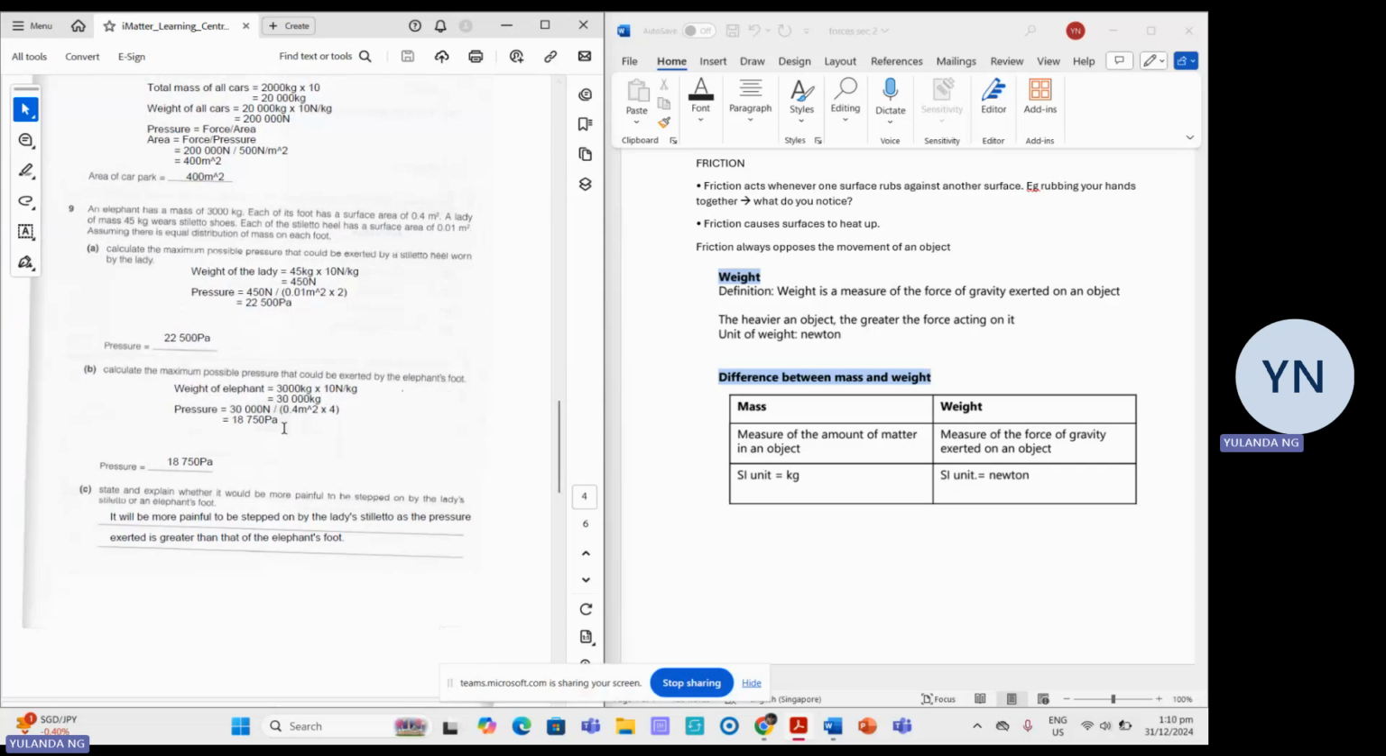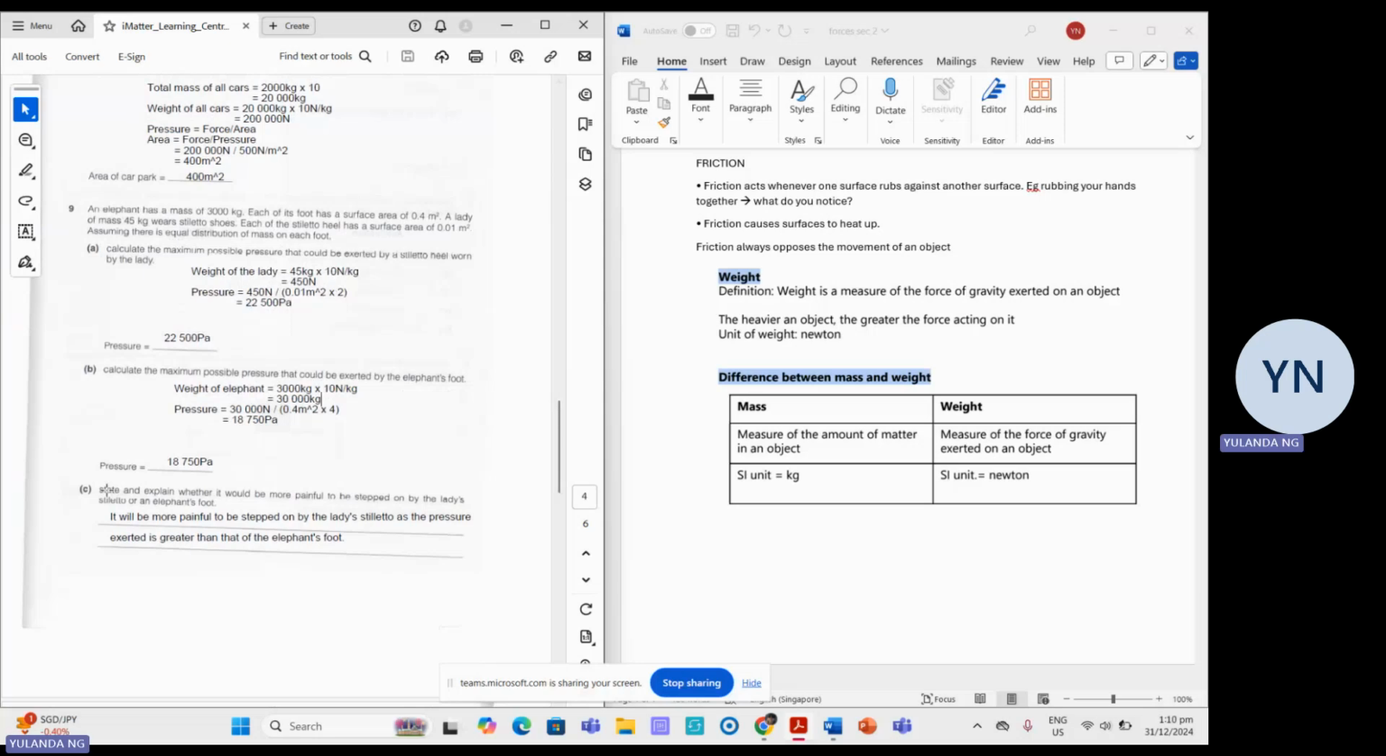So your pressure will be weight divided by 0.4 meter squared times 4. Why times 4? How many feet does an elephant have? 4 feet. So you need to times the total area. And you will get this.